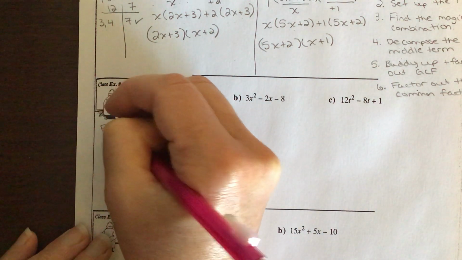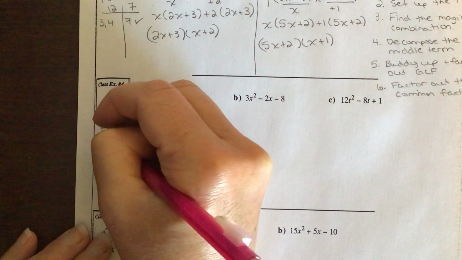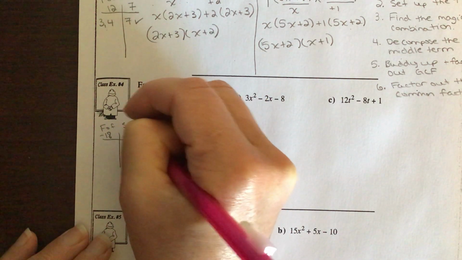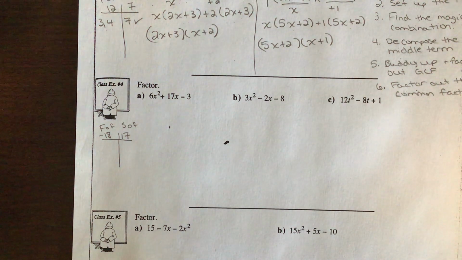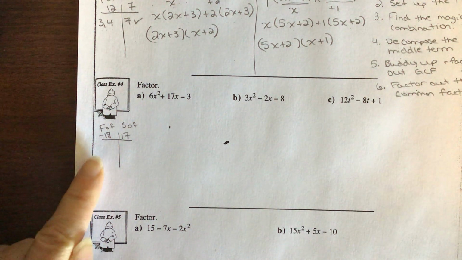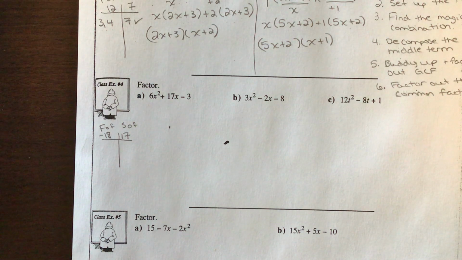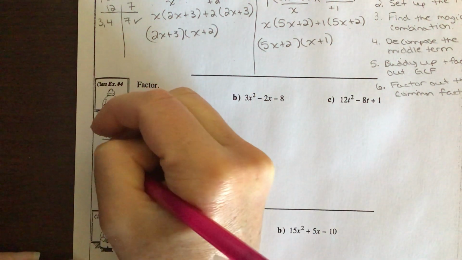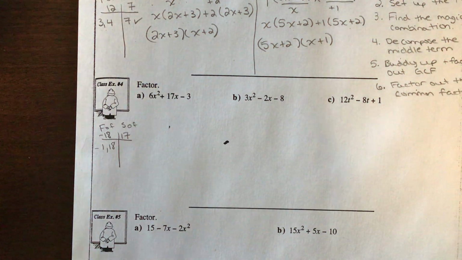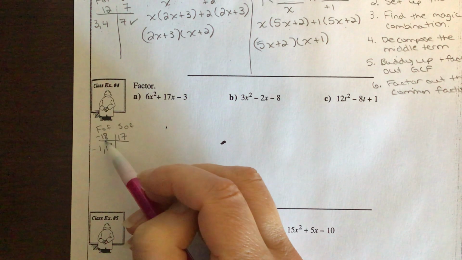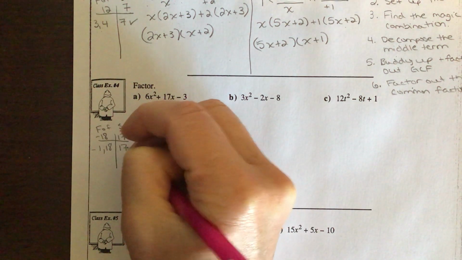So we're looking for factors of a times c, which will be negative 18, and a sum of 17. Okay, this is a good one. So we know we need a negative number because of this negative, and we know that only one of them is going to be negative. So let's use negative 1 and 18. Okay, because negative 1 times 18 gives us negative 18. When we add them together, we get 17.